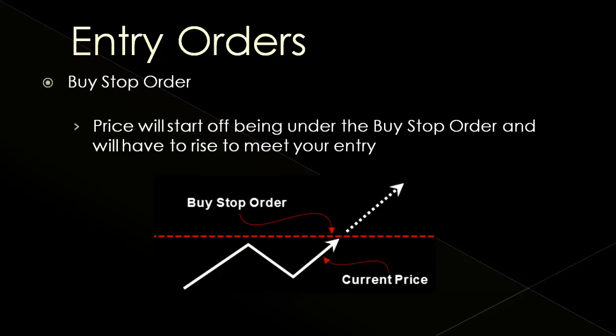So with our buy stop order, we will place the order above the price that we want to enter. Price will then need to move upwards and reach our buy stop order level. As soon as it reaches this level, we are taken into the trade, and in order to take a profit on this trade, price will need to continue moving upwards or get higher.